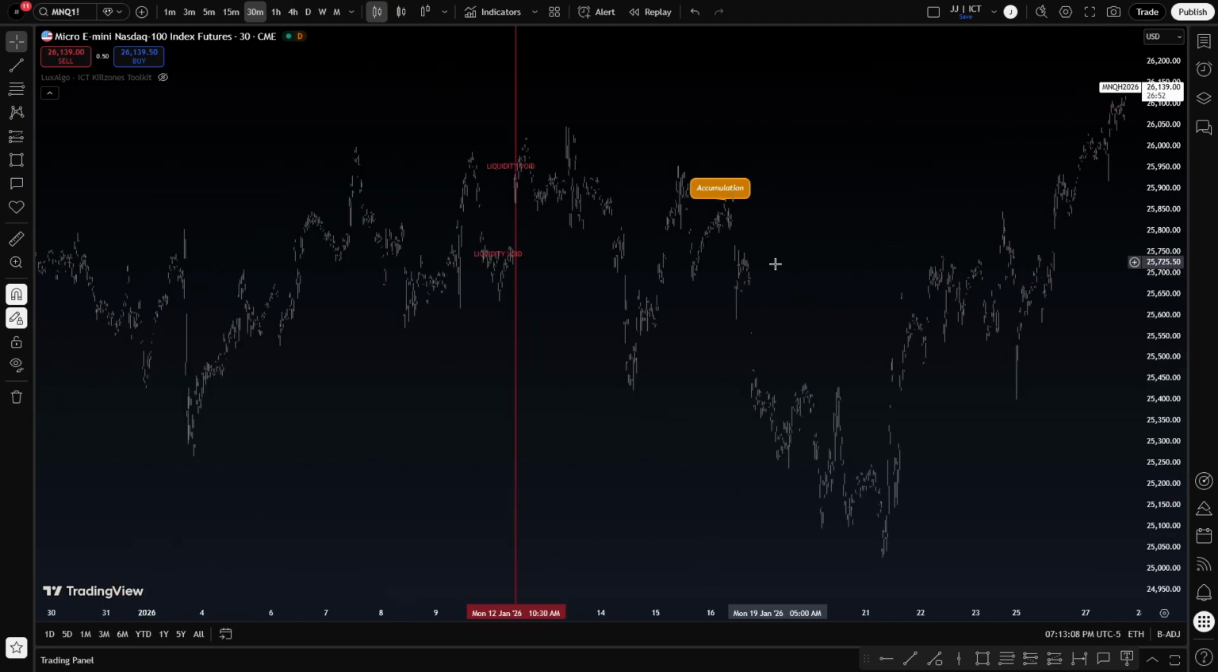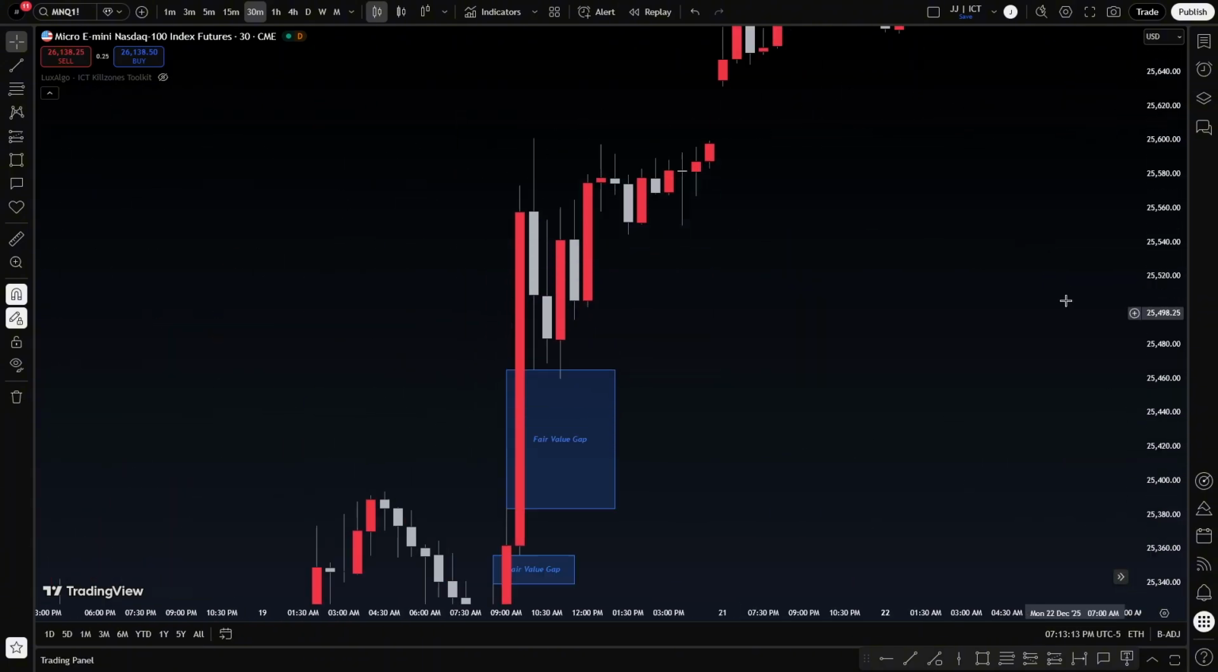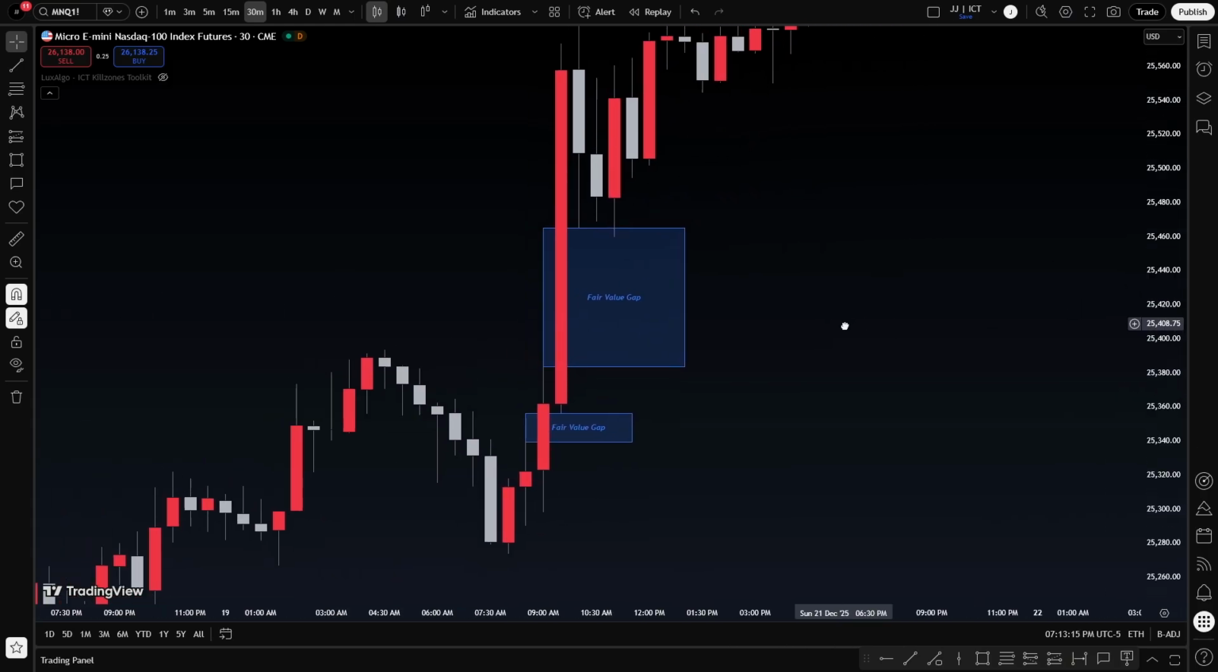Anyway, no, where did it go? I just reset my chart by accident. Here it is. My bad. I reset it by accident. I'm so stupid. Here we go.